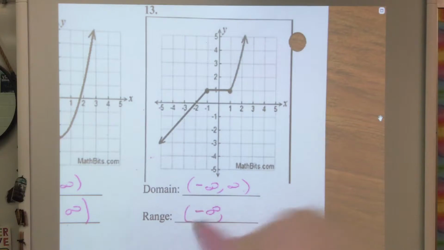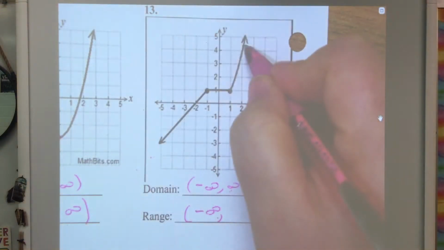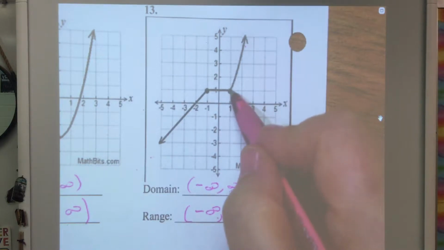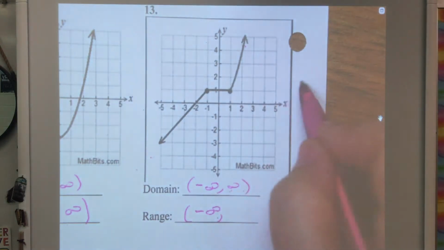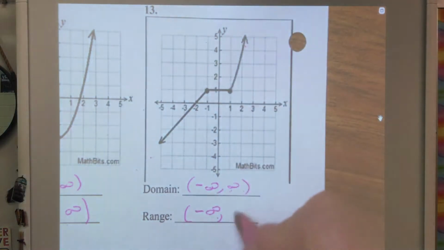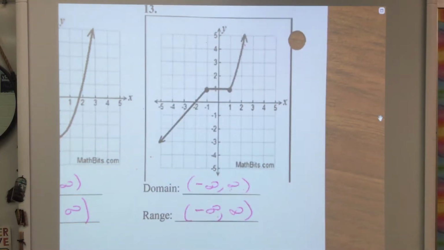Already did that one, and sorry, the arrow going up. That also means it's going this way and that way. So infinity to infinity.